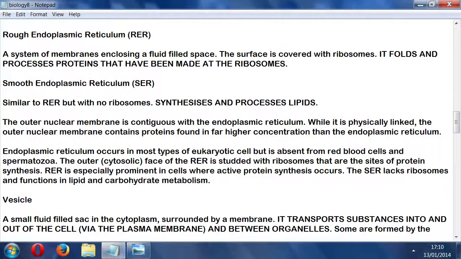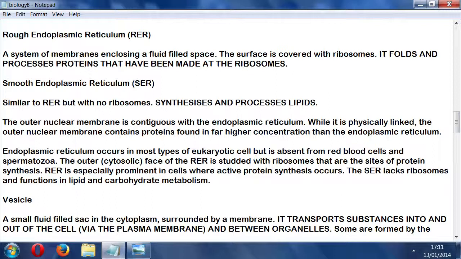So the outer nuclear membrane is contiguous with the endoplasmic reticulum. While this is physically linked, the outer nuclear membrane contains proteins found in far higher concentration than the endoplasmic reticulum. Endoplasmic reticulum occurs in most types of eukaryotic cell, but it's absent from red blood cells and spermatozoa.